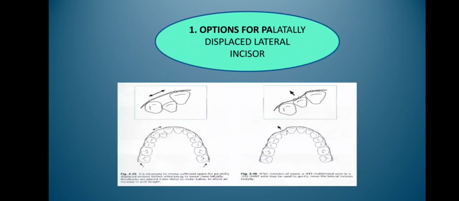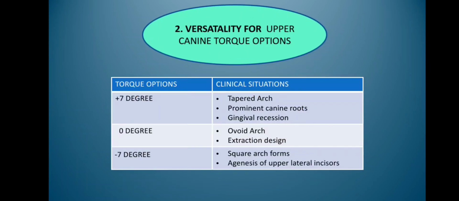Coming to the first one, options for palatally displaced lateral incisor. After creating sufficient space for palatally displaced laterals, the upper lateral bracket can be inverted 180 degrees to provide minus 10 degree of torque. This labial root torque aids in bringing the root forward with the crown. And coming to the second one, versatility for upper canine torque options.